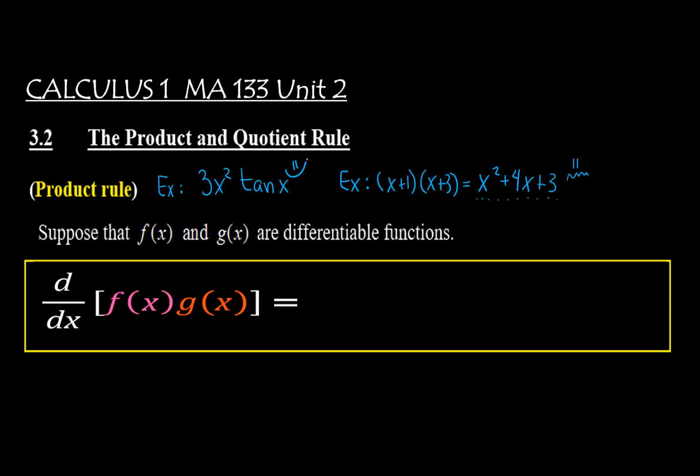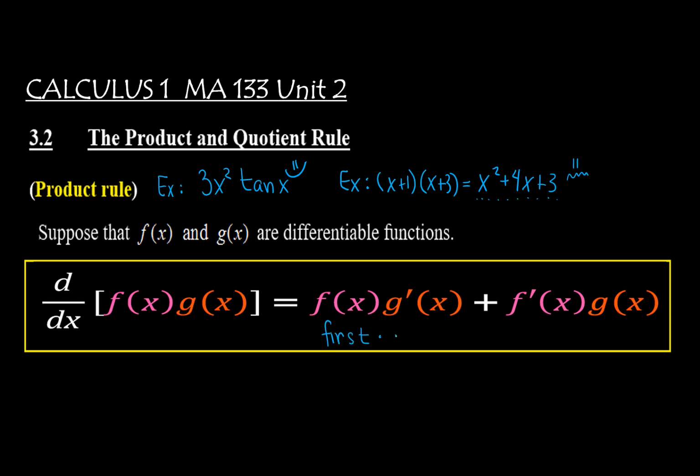So imagine that I have two functions, f of x and g of x, and I need to find their derivative. I'm going to use this formula. Basically, I'm going to take the first function and multiply it by the derivative of the second function. And then I'm going to add that to the derivative of the first function times the second function.